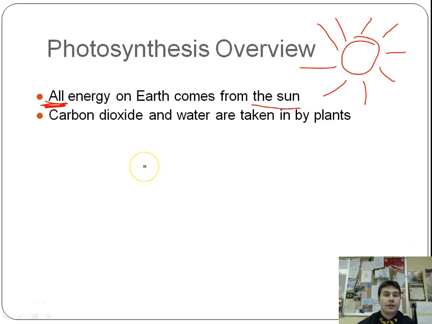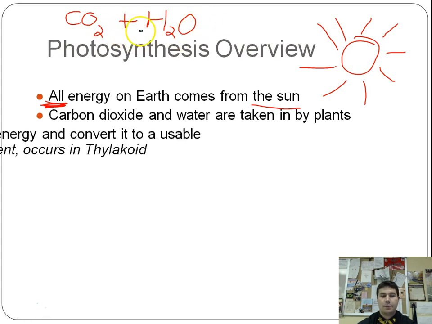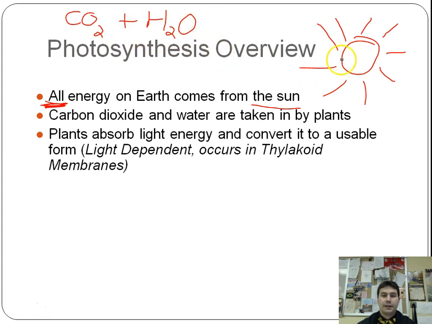Carbon dioxide and water are taken in by the plants. So remember, we need to start with CO2, which is what we breathe, the byproducts of cell respiration, CO2 and water, which is also released in cell respiration. So these two things have to go inside of a plant, and then the plant absorbs the light from the sun, takes the light from the sun.